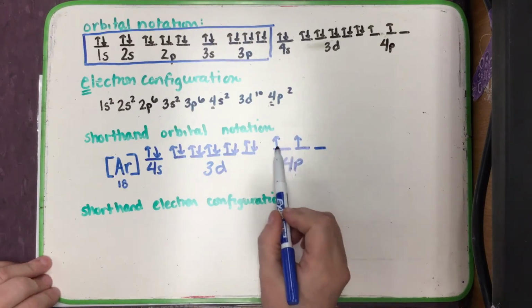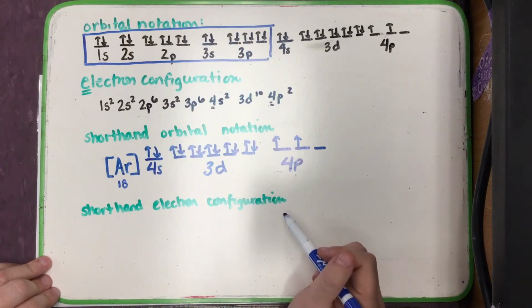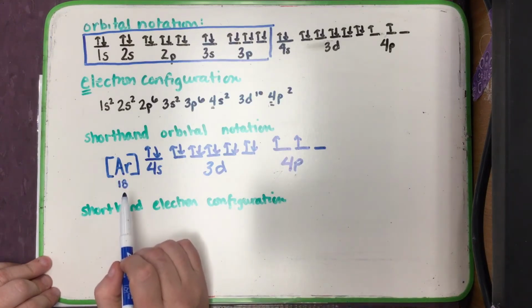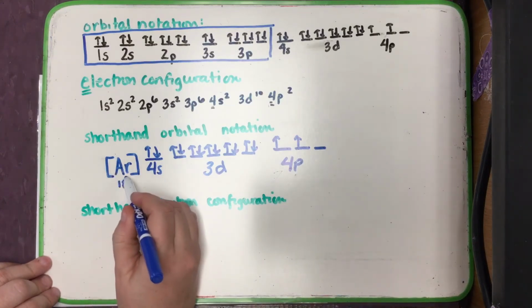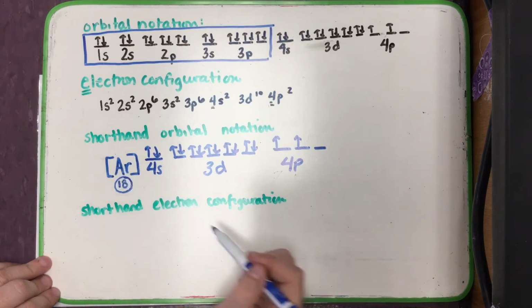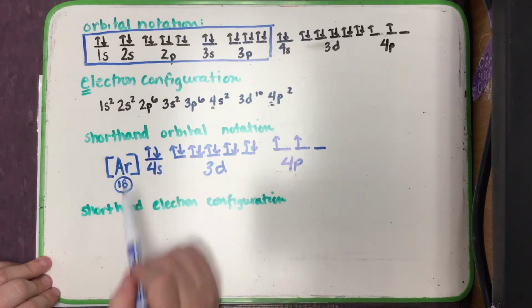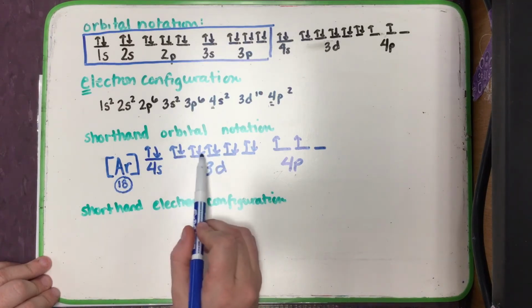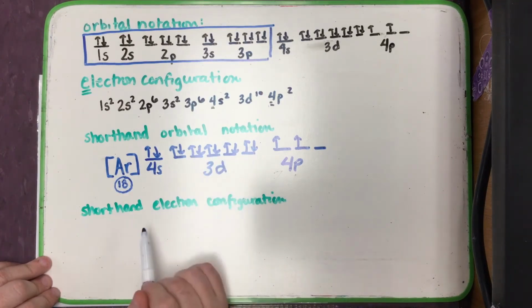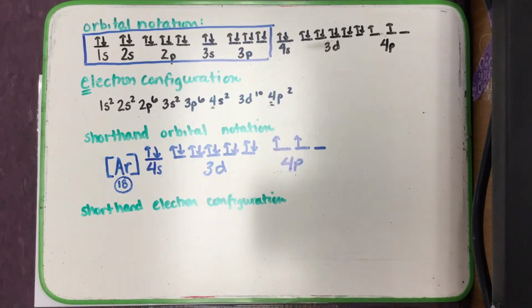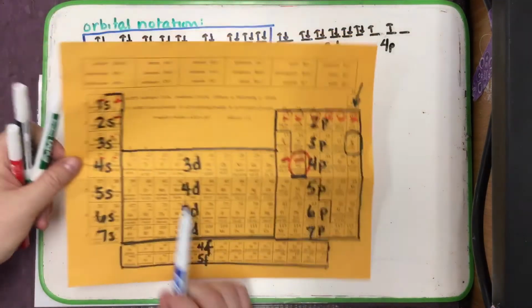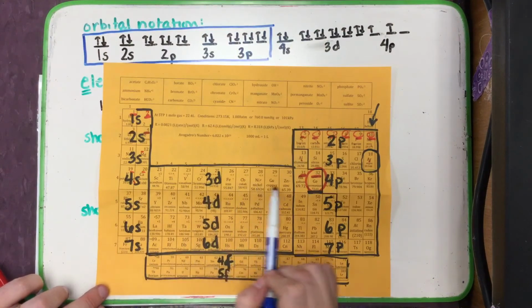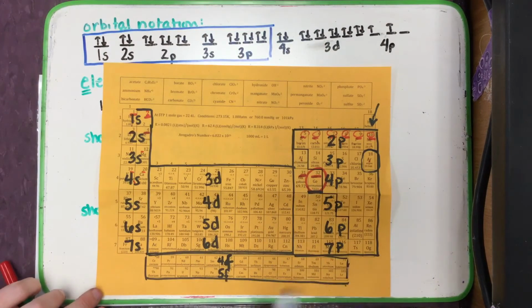We would still stop with 2 electrons in the 4p because we still only need 32 total electrons. So the first 18 electrons are represented by the symbol of argon. 19 and 20 were in 4s. 21, 22, 23, 24, 25, 26, 27, 28, 29, and 30 were in 3d. And 31 and 32 were in 4p, just like they were on the periodic table.